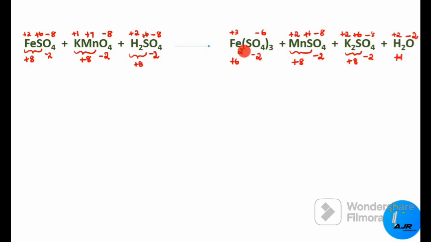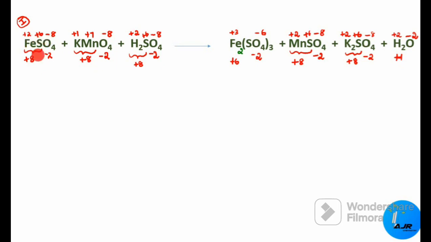Finally, we have found out the oxidation number of all the atoms that are present in the equation, both on the reactant side and the product side. Now we are going to balance this equation based on the rules given. What is the first rule? We should identify the atoms undergoing oxidation and reduction. Among these atoms, we should identify which atom is undergoing oxidation and reduction.